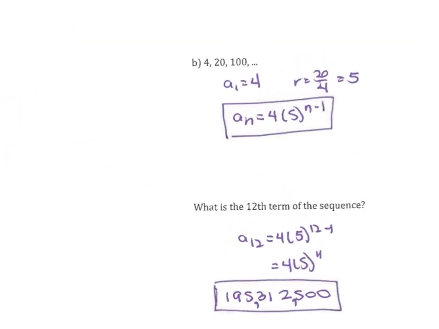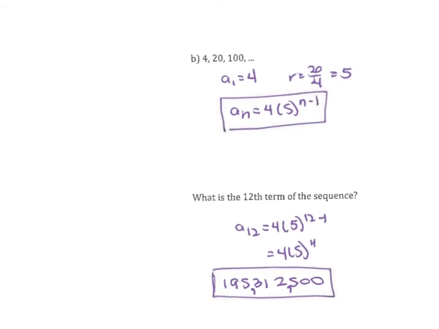If you tried this out, you should have gotten the rule or the formula a sub n equals 4 times 5 raised to the n minus 1. Then the 12th term of the sequence is 195,312,500.